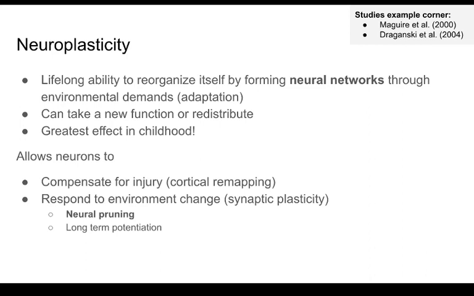And then the next is to respond to environment change. This is usually more common in lab studies, usually with synaptic plasticity studies. There are two different responses that they can make, which are neural pruning and long-term potentiation. Neural pruning is essentially when you have a lot of neurons in your brain and the brain thinks that you're not really using those neurons anymore, they will try to prune them, basically to remove them.